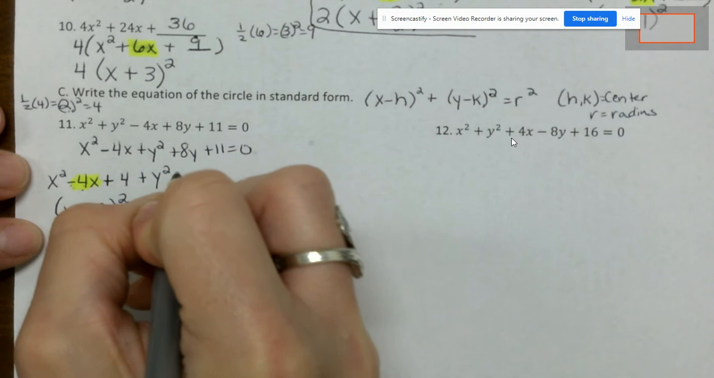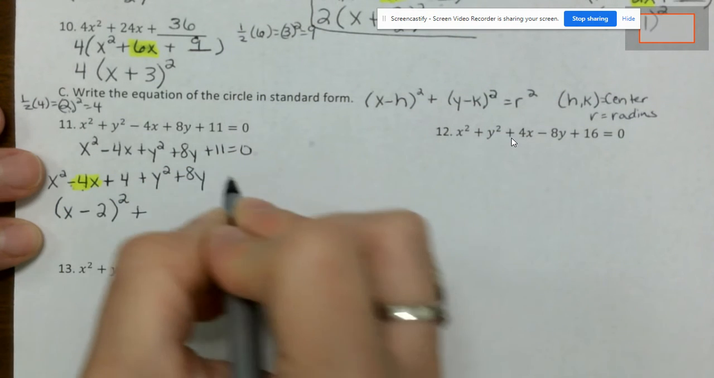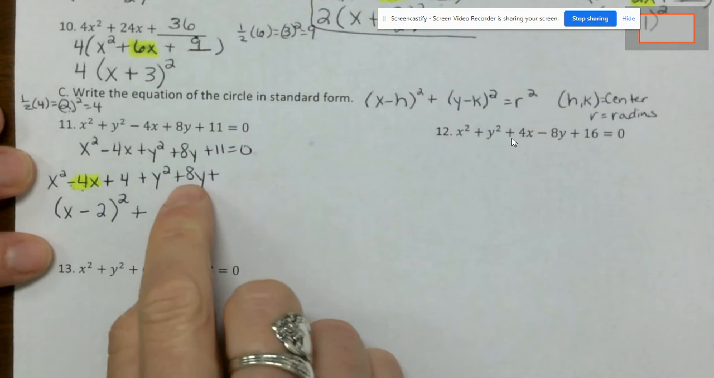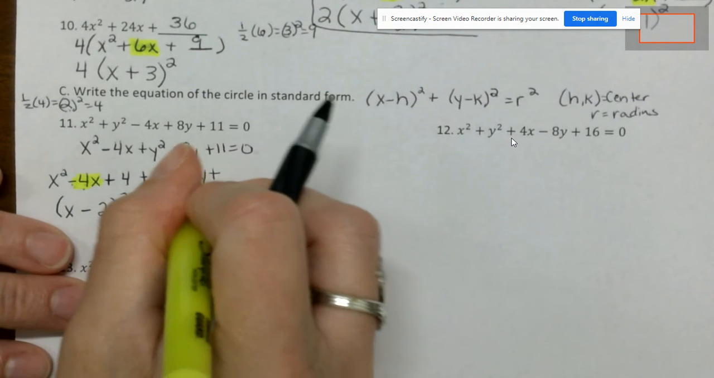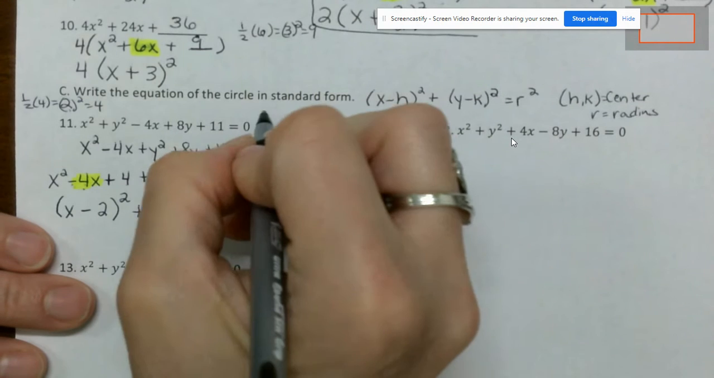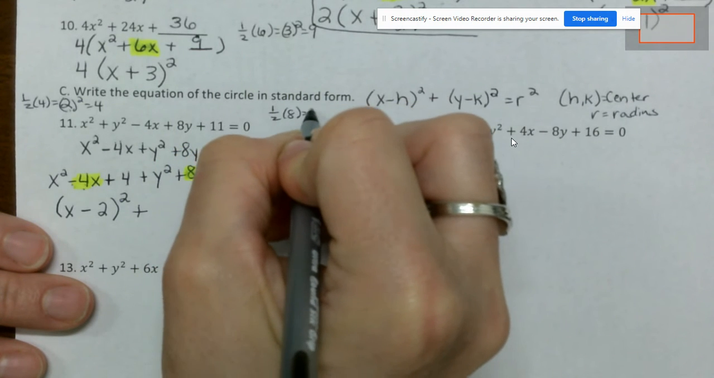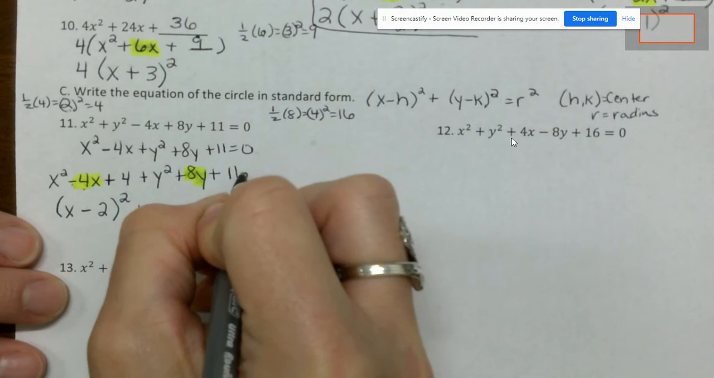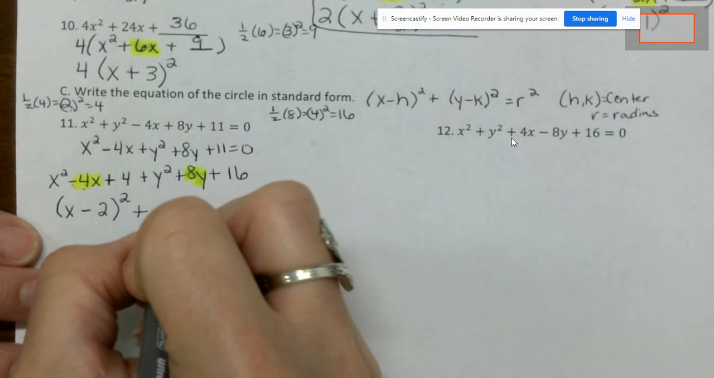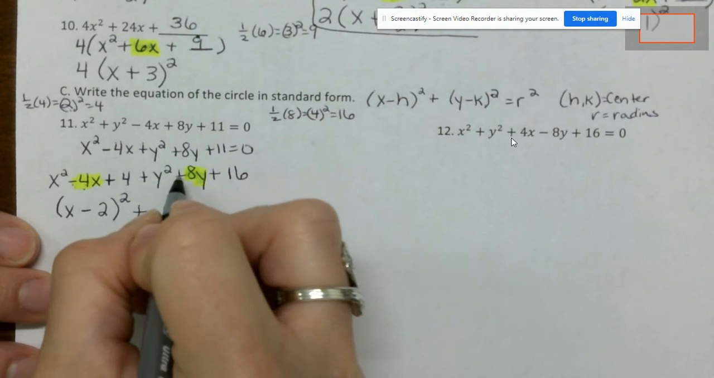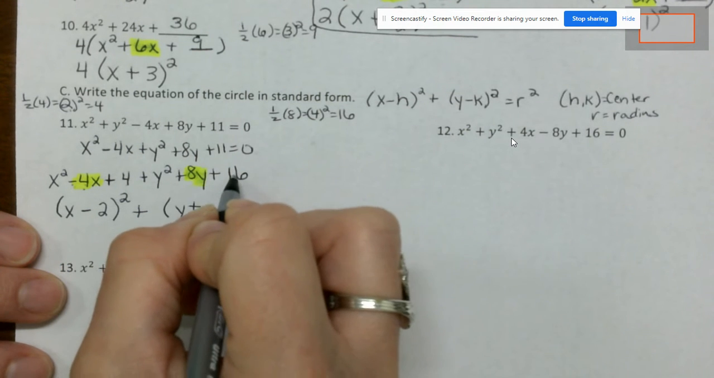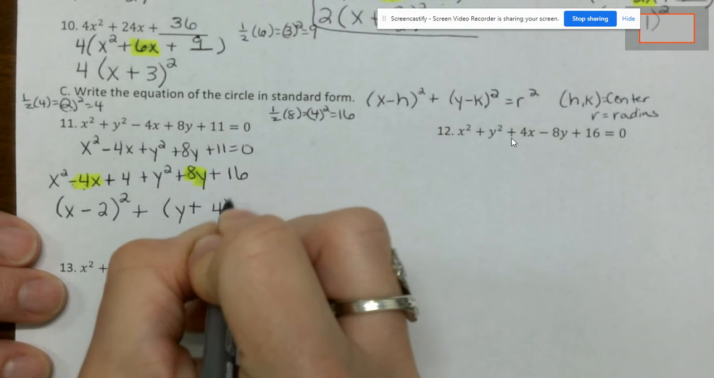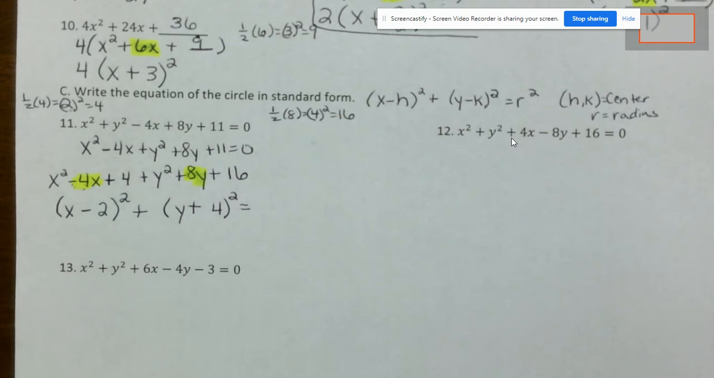Plus y squared plus 8y plus, I've got to figure out what to put here. That means I'm going to take half of this 8 right here. So half of 8 is 4, and 4 squared is 16. So we add 16. Okay, to factor that, it's going to be y, and then plus, and then half of 8 was 4, so that's 4 and squared, equals.